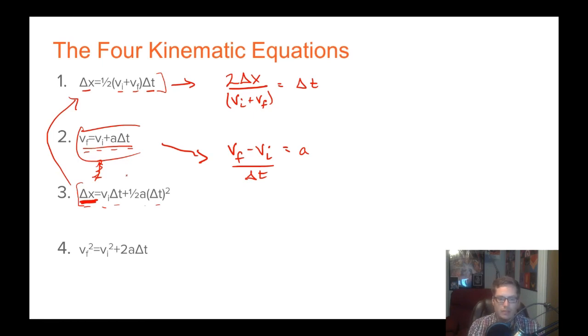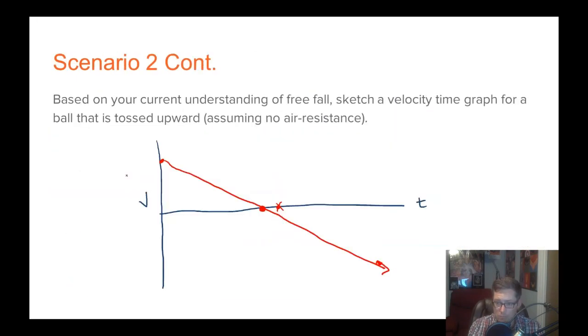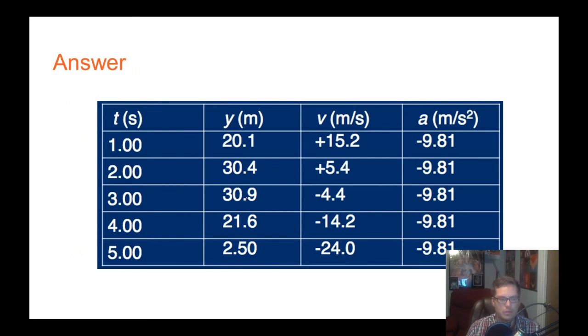And then finally, to solve for the acceleration each second, well, this is just a silliness, right? Because the acceleration is constant, because we're on Earth and we're talking about gravity. So the acceleration is always equal to negative 9.81. If we look at a completed table, it'll look something like this.